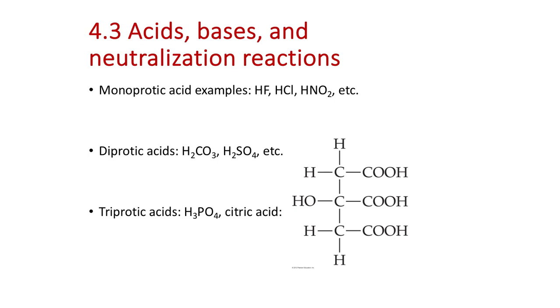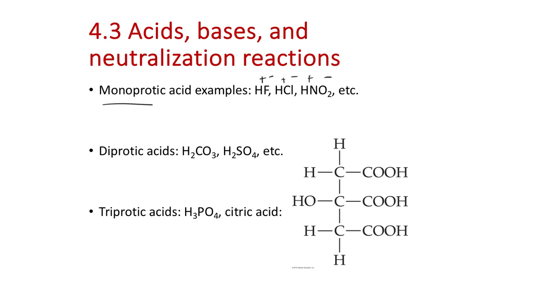We can talk about monoprotic acids, where we have one H plus that can be released into the solution. And we'll call something monoprotic whether it's weak or strong. So HF is a monoprotic acid. We could call it a monoprotic weak acid. HCl is a monoprotic strong acid, but they're all still monoprotic, meaning they have one H plus that's capable of being donated into a solution.